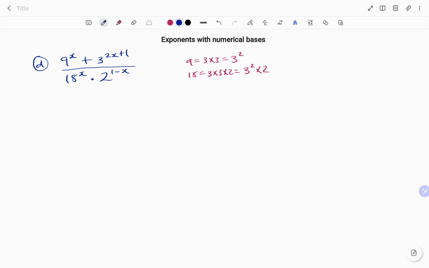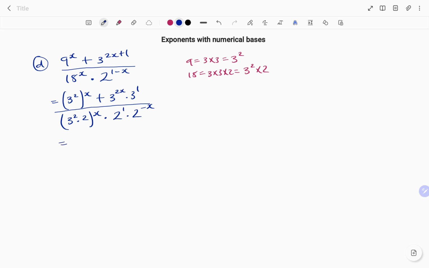Slotting that back into the equation, I'm going to have 3 squared all to the power of x plus, I'm going to split up my terms, 3 to the power of 2x, that's 3 to the power of 1, over 18 will give me 3 squared times 2 all to the power of x times 2 to the power of 1 times 2 to the power of minus x.